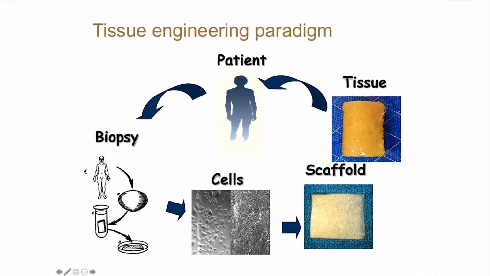And so in an ideal world, this is how our tissue engineering paradigm would work. We'd have a patient. We'd take a biopsy from that patient. We'd isolate the cells and grow them up. We'd place them on a scaffold, let them mature into a tissue, and then transplant those back into the patient.